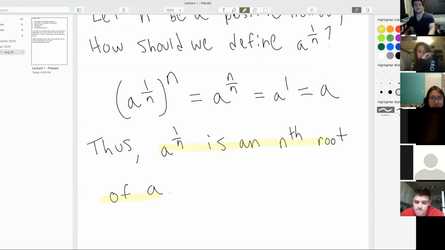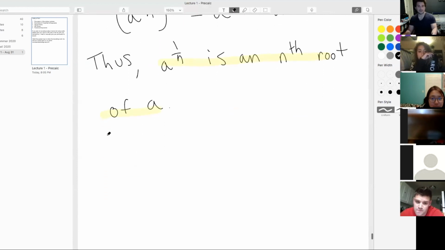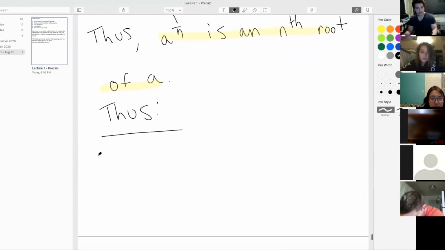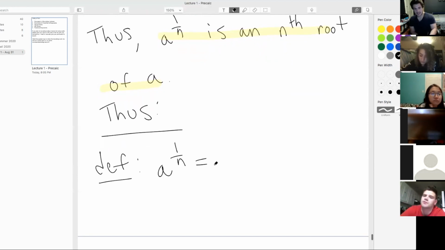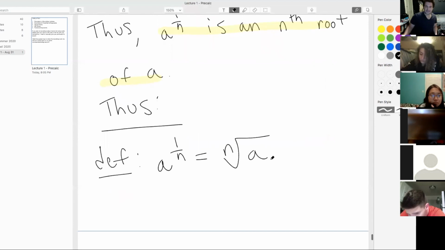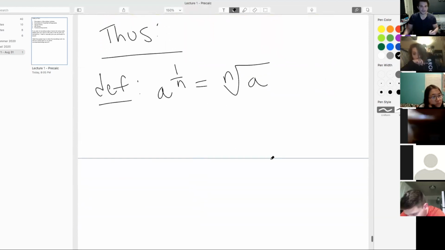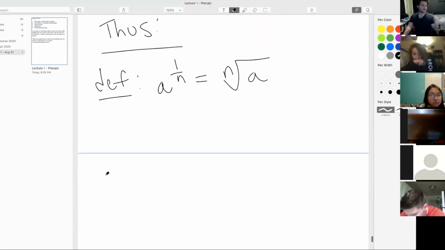And that leads to the following definition. Thus, this is how we define it. Here's a definition for you. A to the 1 over n is the nth root of a. Okay? So I think that's pretty cool. So that's that. And now we just want to do a little more.